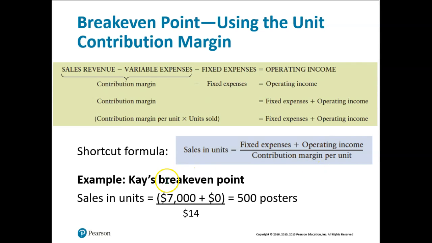So K's break even is $7,000 in fixed cost plus 0. Okay, at break even, that's the important part. Break even by definition means that there's no target profit. Okay, break even is 0. Divided by 14 is 500 posters. Okay, so at break even, sales in units are equal to your fixed cost divided by your contribution margin.